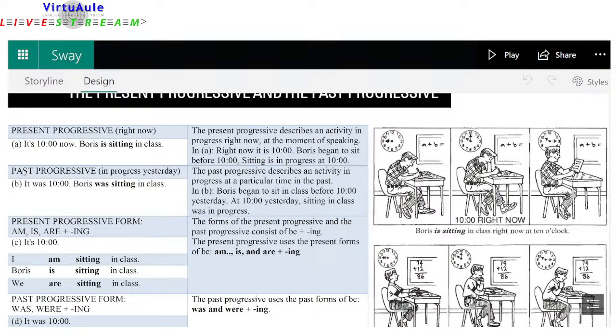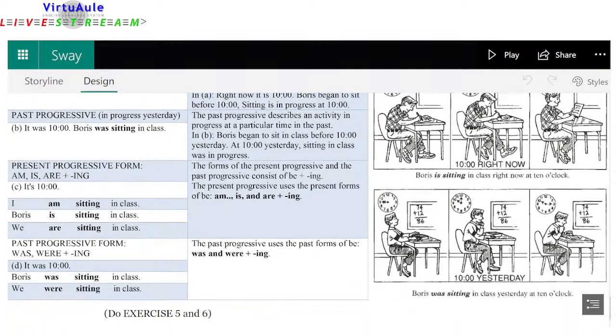Let's look at the past progressive. That was in progress yesterday, for example. It was 10 o'clock. Boris was sitting in class. Now, the past progressive describes an activity in progress at a particular time in the past. In B, here, Boris began to sit in class before 10 o'clock. You see, it's maybe a quarter to 10. Yesterday, at 10 o'clock yesterday, sitting in class was in progress.